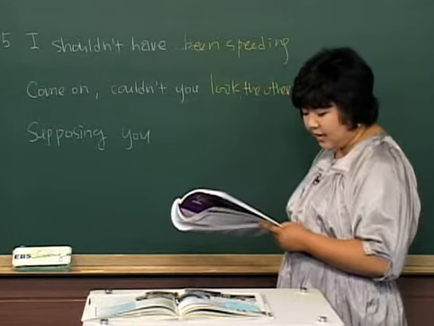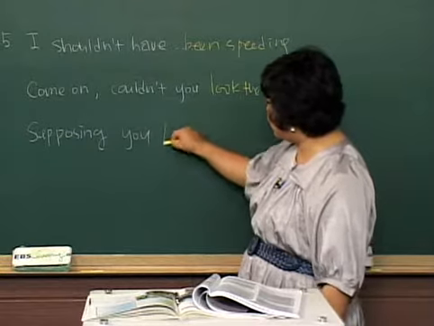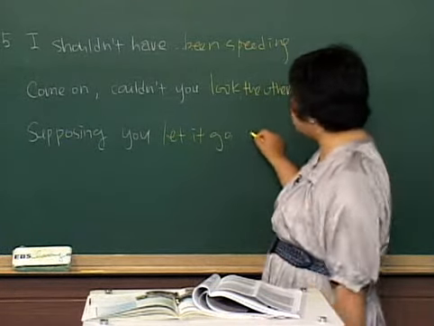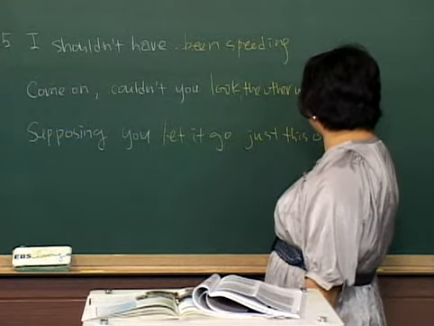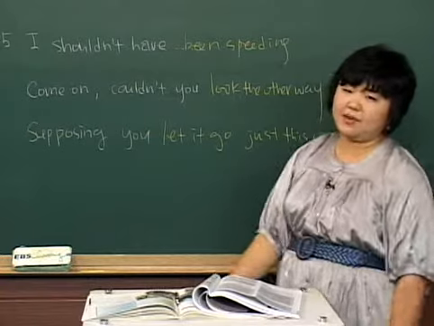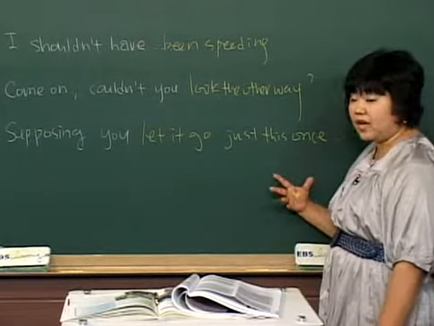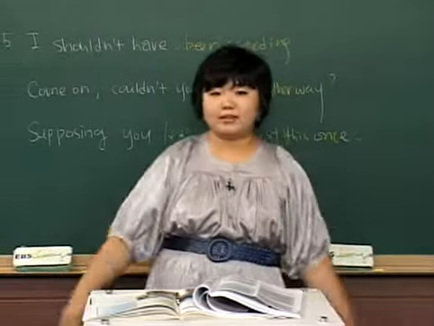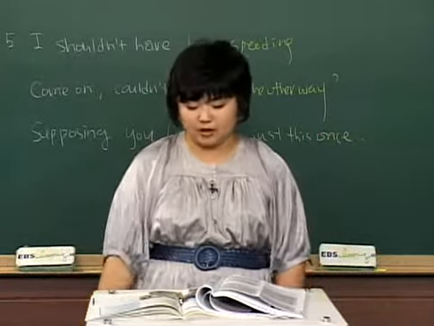Okay, and the last one is supposing let it go just this once. Supposing you let it go, 봐주다. Just this once. 이번만. Just 이번 한 번만. 봐주면 좋을 텐데. 뭐 이런 식의 뜻이 되겠죠. Supposing you let it go just this once. Okay? So all these 3 sentences use exactly the same pattern. 가정법, 패턴들을 사용하고 있다라는 거 기억하시고요.